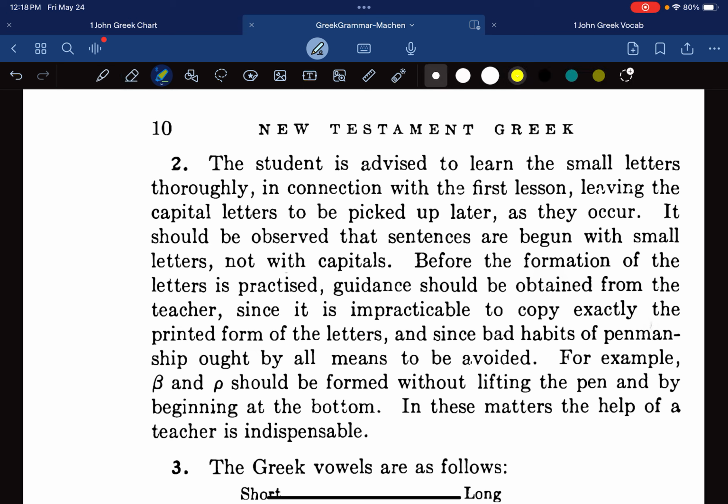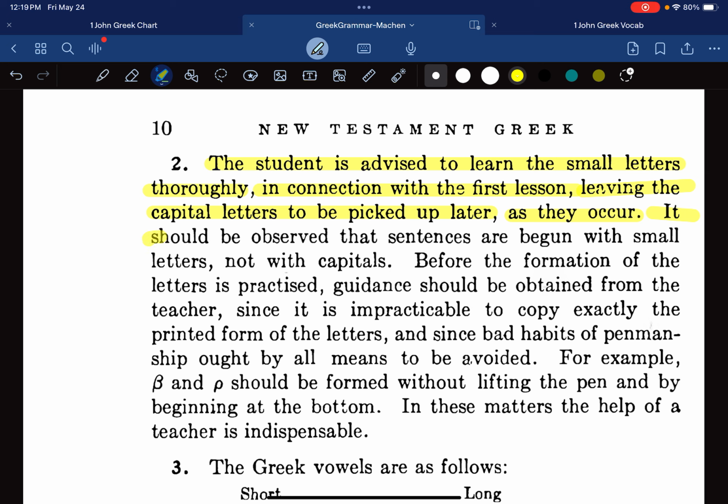In this lesson, Machen gives a little note on how to learn to write the letters. He says that the student is advised to learn the small letters thoroughly in connection with the first lesson, leaving the capital letters to be picked up later as they occur. He's saying here, pay attention to the lowercase letters, what are called the minuscule letters, more so than the majuscule, the uppercase letters, because that's what occurs most.